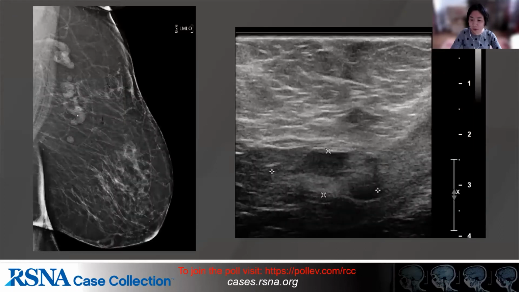Targeted ultrasound was performed and demonstrated this finding. And this is correlating with the prominent lymph node on the mammography. And as you can see, there's some echogenic foci within the nodal cortex. Percutaneous ultrasound-guided biopsy was performed with the post-biopsy mammogram displayed on the left. And you can see a biopsy clip marker denoting the site of sampling and correlates to the previously noted lymph node.